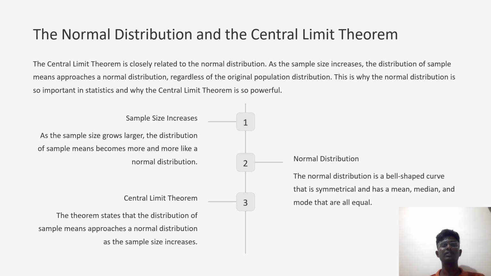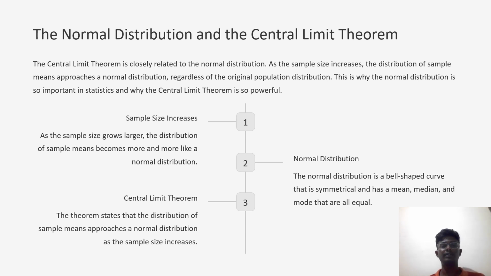In this slide, we will see about the normal distribution and the central limit theorem. The central limit theorem is closely related to the normal distribution. As the sample size increases, the distribution of the sample means approaches a normal distribution, regardless of the original population distribution. This is why the normal distribution is so important in statistics, and why the central limit theorem is so powerful.